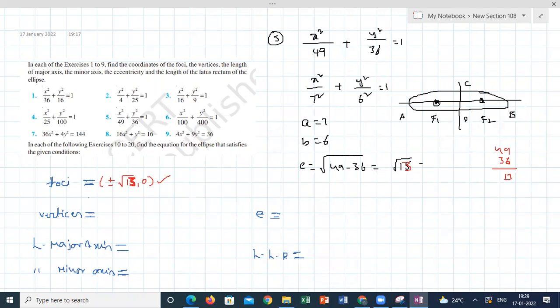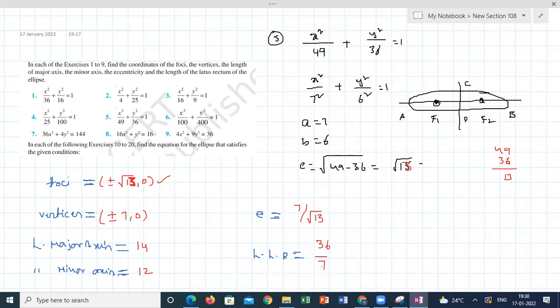Yes, sir. Sorry, sir. It was root 13 only. This is plus or minus root 13. Plus or minus 7, 0. This is 14. This is 12. This is 7 by root 13. And this is 36 by 7.